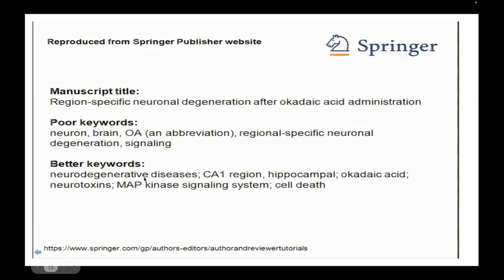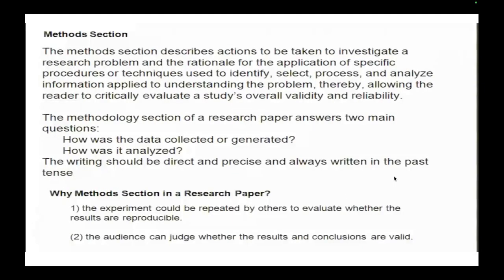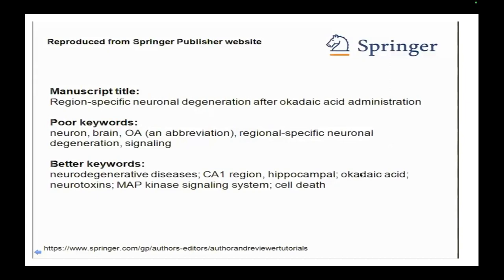For example, neurodegenerative disease or CA1 region, hippocampal, or neurotoxins. But here ochiadic acid is written in the title, so you cannot consider this. It is better not to write those keywords which are there in the title. MAP kinase signal, this is very good. For example, you have worked on MAP kinase, but you did not include that in the title. So MAP kinase signaling, cell death. These are some of the good keywords for the above title.